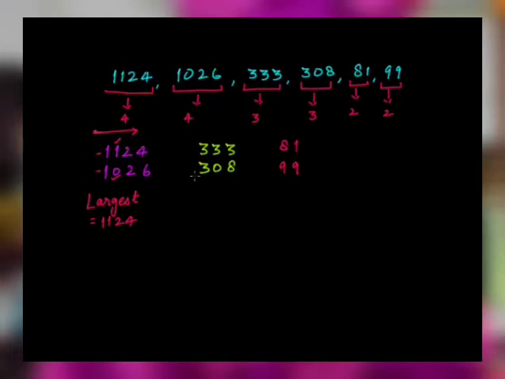Now see here, we have to find out which one is the smallest number. Obviously this is not going to be the smallest number because 333 and 308 have 3 digits, right? But these numbers have 2 digits. So obviously these two numbers are smaller than these numbers, right? So ignore this. Come to this.